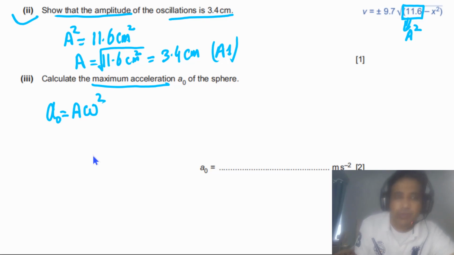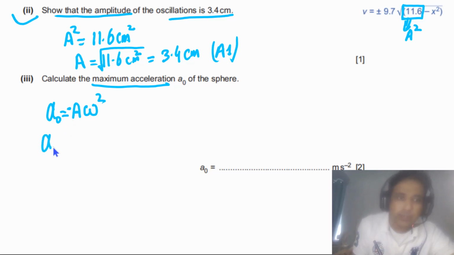Angular frequency squared. We also have a negative sign here. This simply tells us that acceleration and displacement are in opposite directions, but we are simply talking about the magnitude of acceleration, so we can also ignore that.